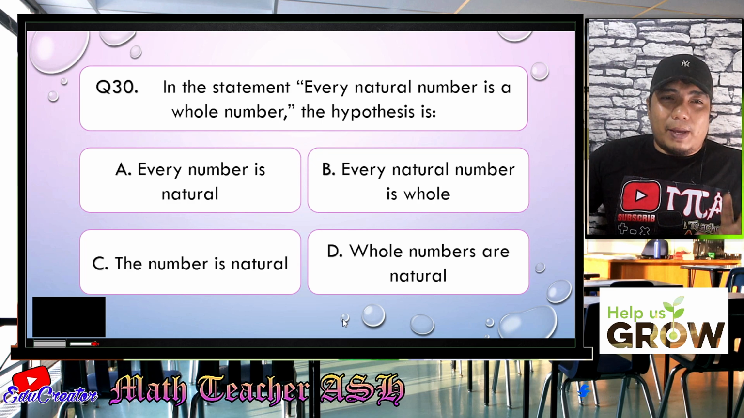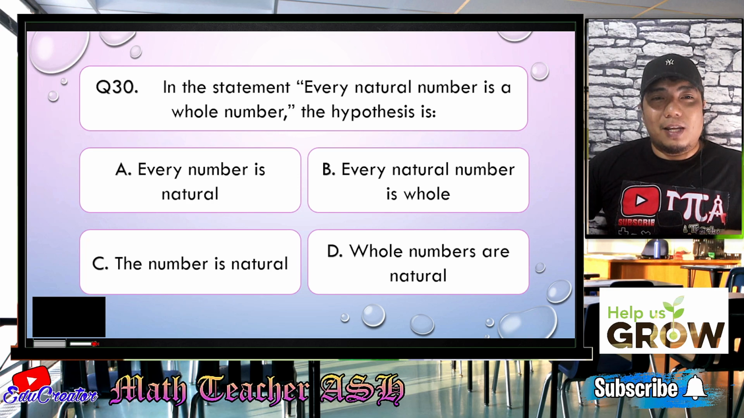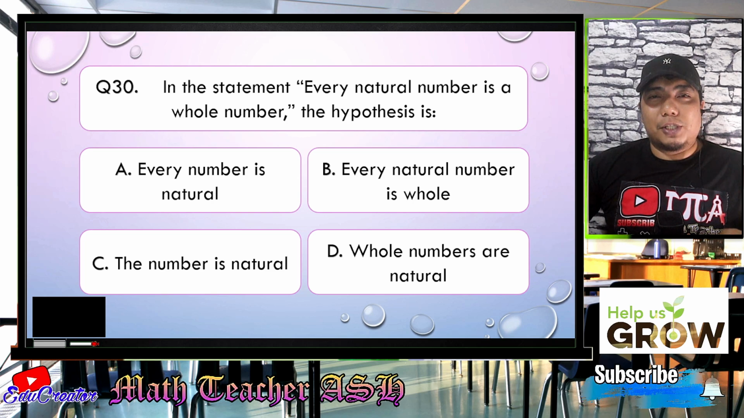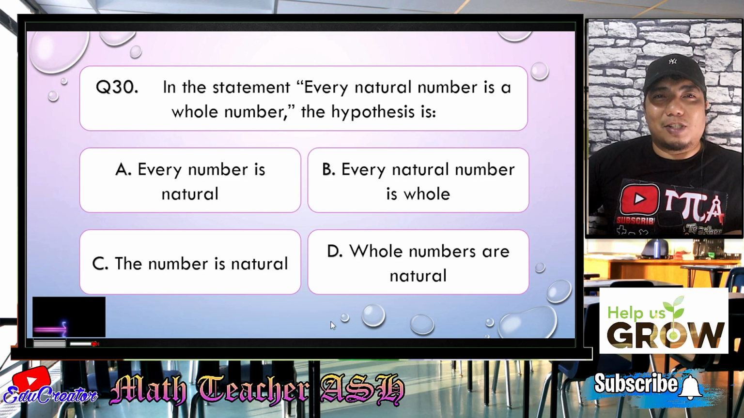In the statement, every natural number is a whole number, the hypothesis is: A, every number is natural; B, every natural number is whole; C, the number is natural; or D, whole numbers are natural. I'll give you 5 seconds to think about your answer.